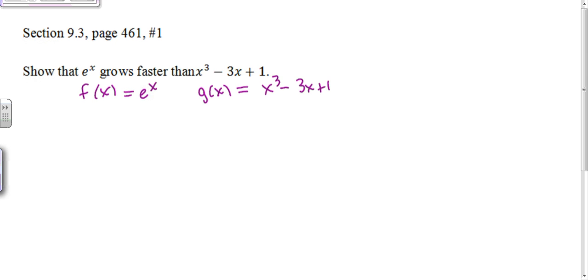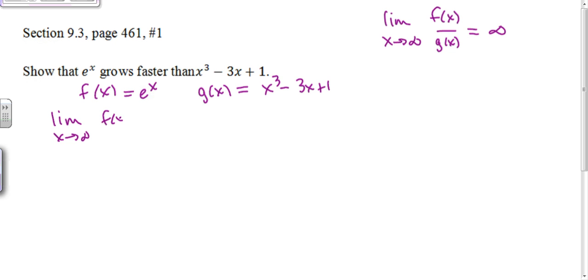And if f of x grows faster than g of x, then we've learned in this chapter that that means that the limit as x goes to infinity of f of x over g of x is going to be equal to infinity. So the way to attack this problem is to take the limit as x goes to infinity of f of x over g of x, and whatever that is equal to will tell us whether f of x or g of x grows faster. So let's start by substituting in here.